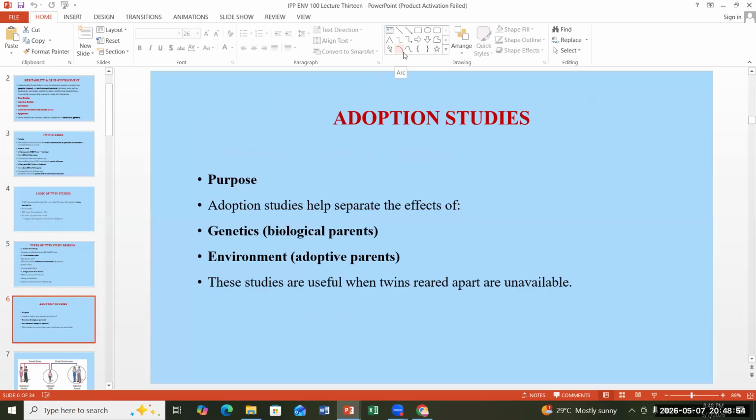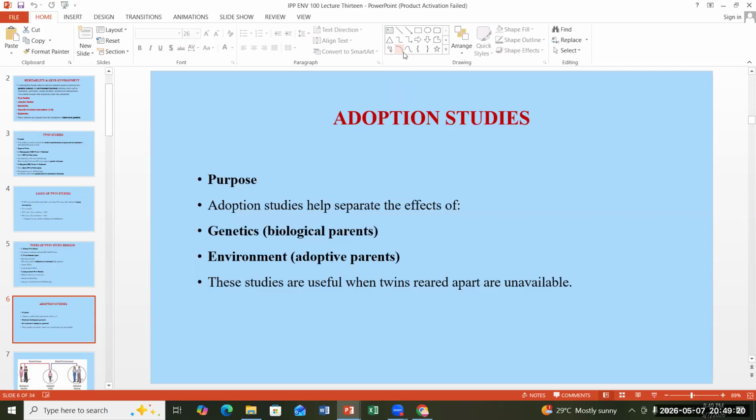Okay, the other type of studies. The first type of studies, twin studies, we have completed. The second type of case study we do is the adoption study. Adoption studies help separate the effect of genetics and environment on behavior.